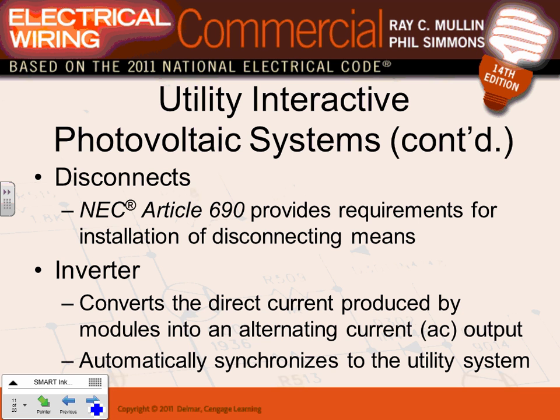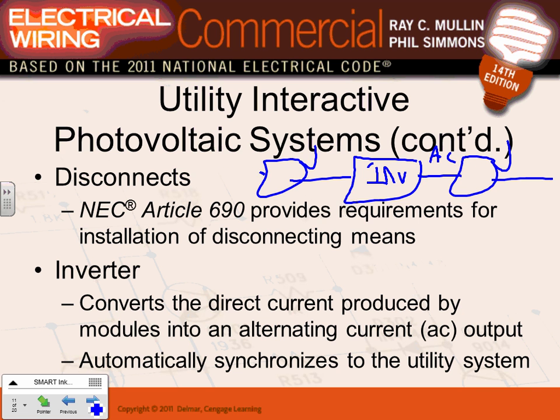The NEC code book requires disconnects on the AC and the DC side. So if I have an inverter here, I need a disconnect on the AC side. This is my AC side. I need a disconnect on my DC side. Here's my DC side. So you are required to have a disconnect sized on the AC and the DC side. So that's your disconnect, AC, DC.